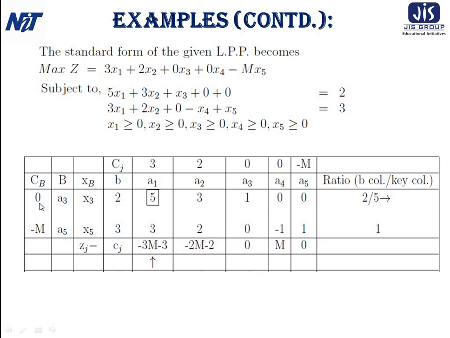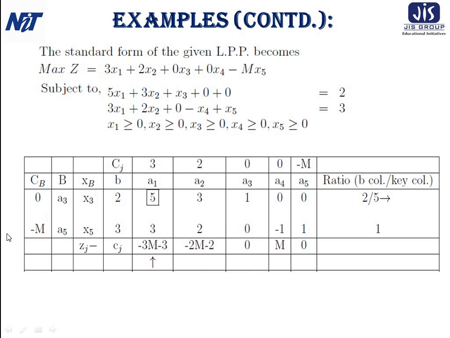So the elements of the cb column are 0 and minus M, because these are the coefficients of x3 and x5 in the objective function: x3 is 0 and x5 is minus M. So 0 into a_i, when i equals 1, this is a1: 0 into 5 is 0, minus M into 3 is minus 3M, minus cj. What is cj? 3. So minus 3M minus 3. Similarly here, 0 into 3 is 0, minus M into 2 is minus 2M, minus 2M minus 2.